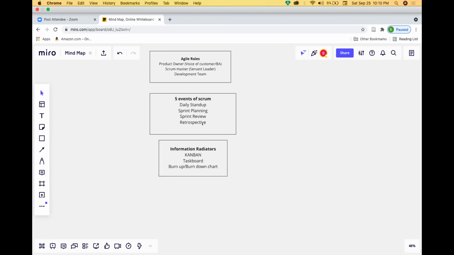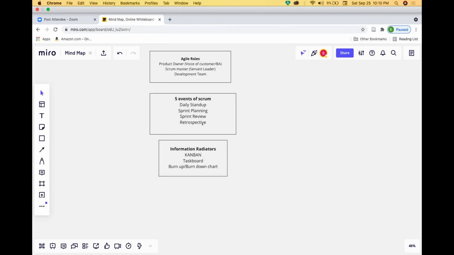Then we also talk about the information radiator, which is very important in an agile project, where we talk about Kanban boards, task boards, burn down charts, and burn up charts. So these are all the main information radiators in the agile project. I will discuss risk management, and then probably someone can take over from here.